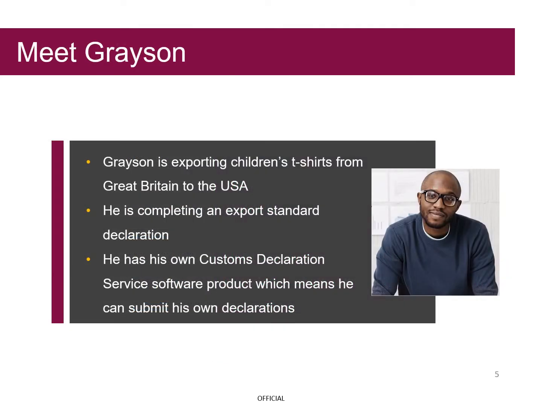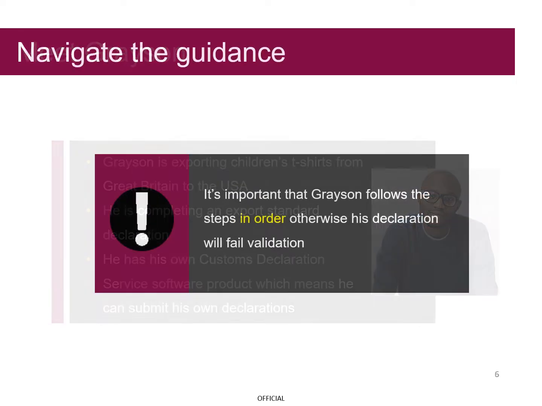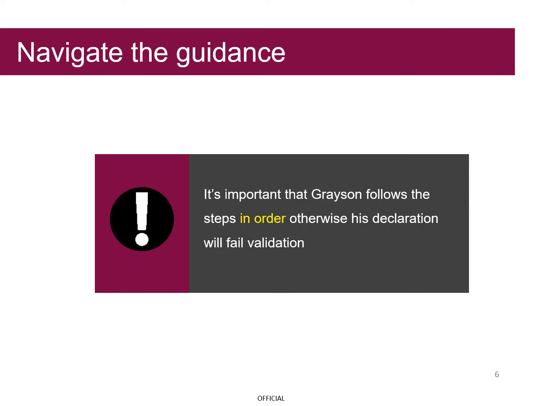This webinar series follows Grayson, who is exporting children's t-shirts from Great Britain to the USA. He has his own Customs Declaration Service software product, which means he can submit his own declarations. Grayson is completing an export standard declaration. It's important that Grayson follows the steps in order, otherwise his declaration will fail validation.